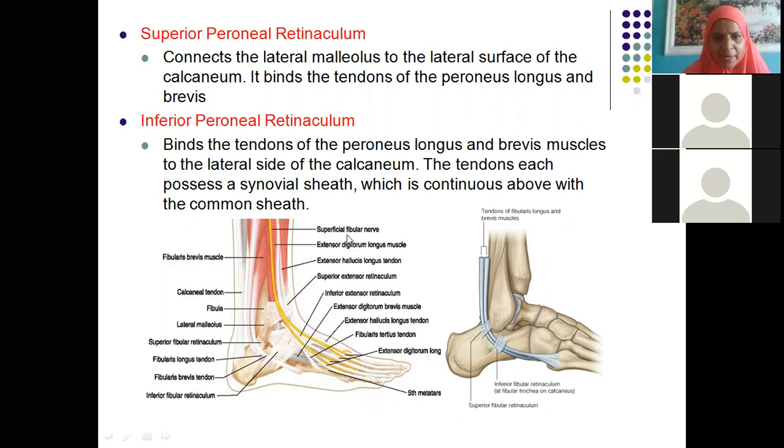What is the nerve of the lateral compartment? Superficial peroneal nerve. So just remember, the sciatic nerve divides into two, tibial and common peroneal. The tibial nerve supplies the posterior compartment of the leg. Common peroneal will divide into superficial and deep. Superficial supplies the lateral compartment, deep supplies the anterior compartment of the leg. That's it. Three nerves.